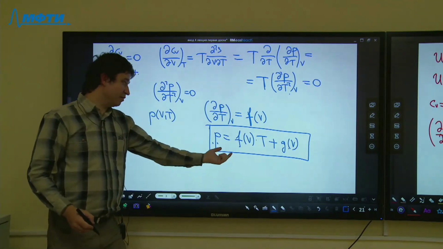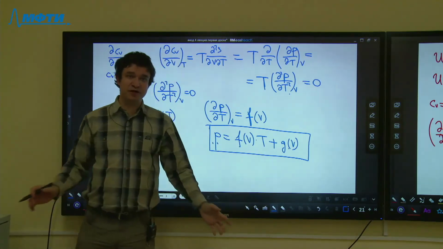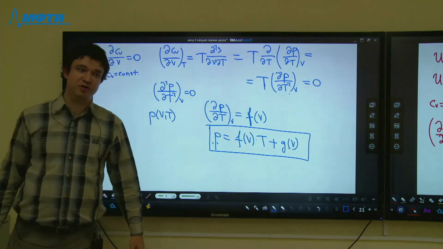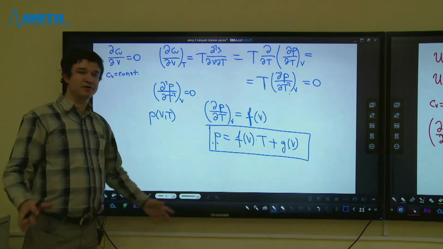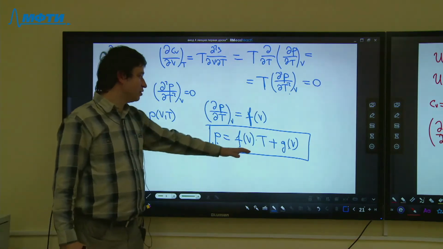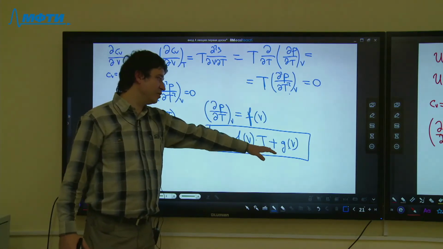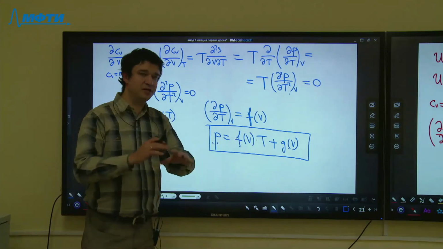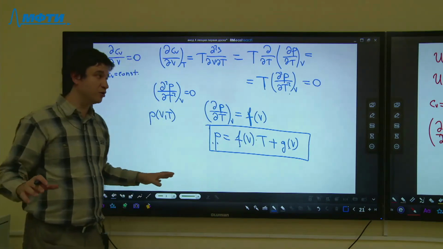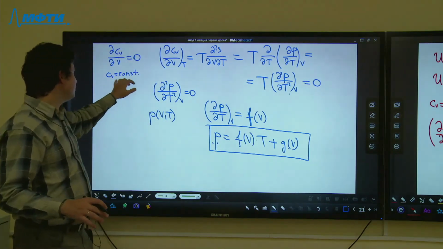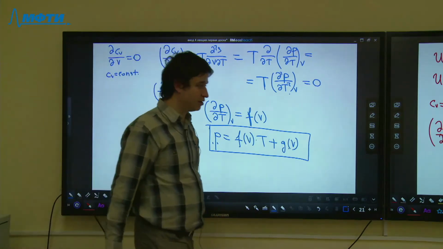But so far, this f of v and g of v can be arbitrary functions of volume. We don't have any restriction on them. So as long as pressure depends on temperature and volume in this way, with f and g being any function of volume, then Cv can be constant everywhere.